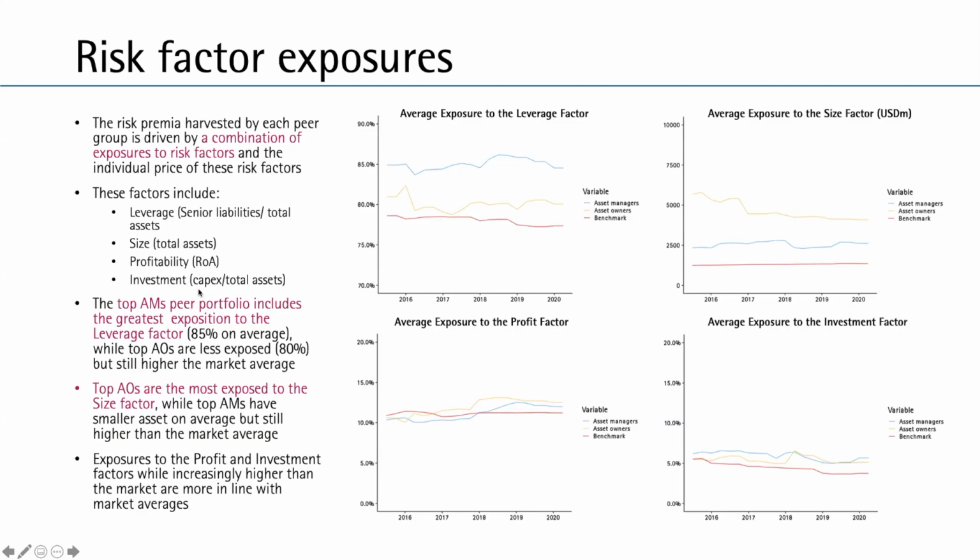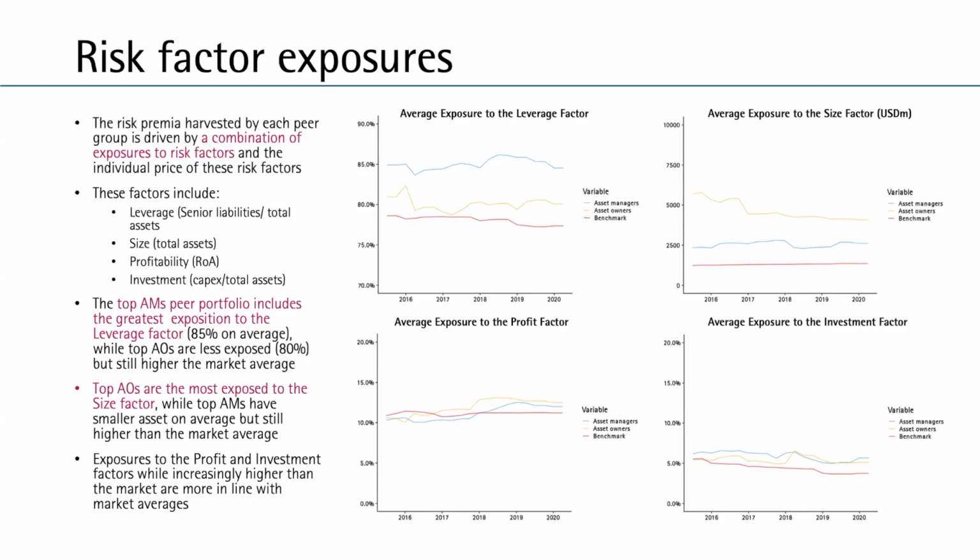Top asset managers, we notice, have the greatest exposure to the leverage factor. It's almost 85% in the past 5 years. Asset owners, while more comparable to the benchmark, still have higher leverage, around 80% on average. And this is what was explained earlier, that asset managers have higher risk premium. That's partly driven by this higher risk exposure to the leverage factor.